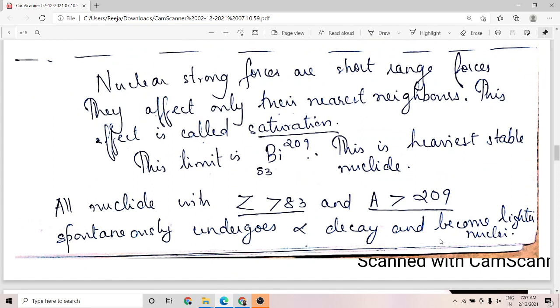Now, nuclear strong forces are short range forces and they affect only their nearest neighbors, and this effect is called saturation. Now, the heaviest known stable nuclide is bismuth 83 209. All nuclides with atomic number greater than 83 and mass number greater than 209 are unstable and they spontaneously undergo alpha decay and become lighter nuclei.